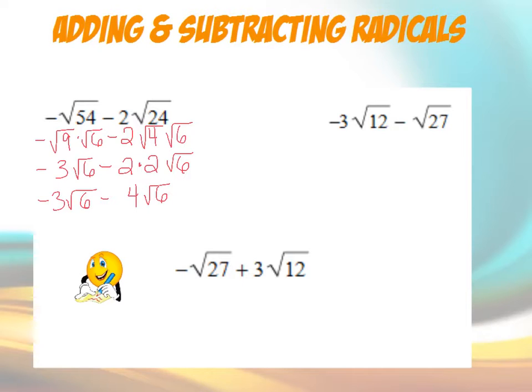And at this stage now we have our common radicals. They're both square root of 6. So you look at your coefficients. Negative 3 minus 4 would get you a negative 7. Leave the radical alone.